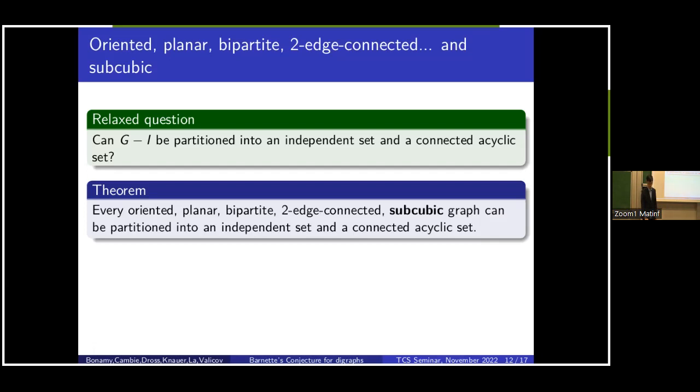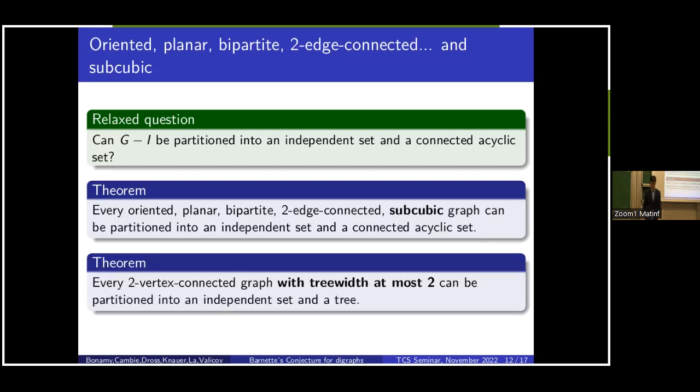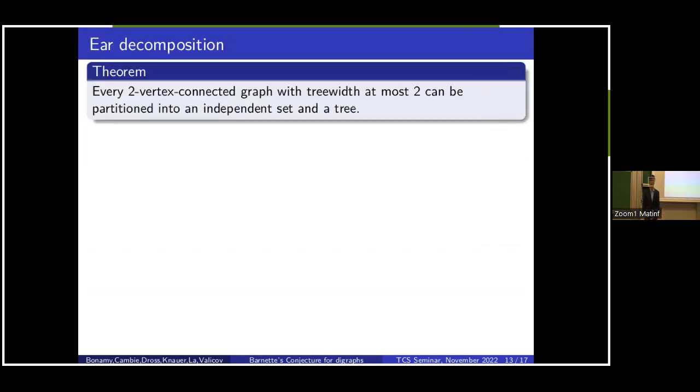So I will not actually show you the proof of this theorem, which uses the discharging method. It is a bit on the less elegant side, I guess. So I will show you another side result, which is kind of close to this one. If I have a 2-vertex connected graph with tree width at most 2, so this is my extra condition, then I can partition it into an independent set and a tree. And this is actually very simple using ear decompositions.